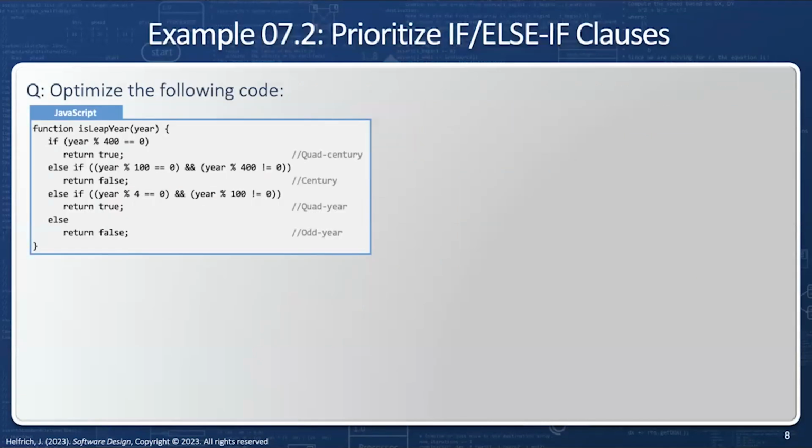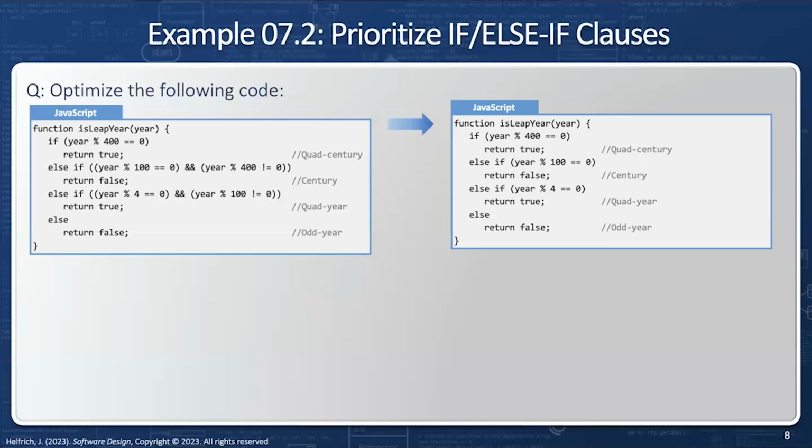Here's an example. Take a look at the following code in JavaScript. I want to determine if a given year is a leap year, and I have 3 options: the quad century, the quad year, and the odd year. Now, the first thing I'm going to do is notice the redundant Boolean expressions. If year mod 400 equals 0, then I'm going to return true, so there's no way I'm going to get to the second part of that. So I'm going to remove those immediately. The code is a lot easier to understand as well as has less execution time.